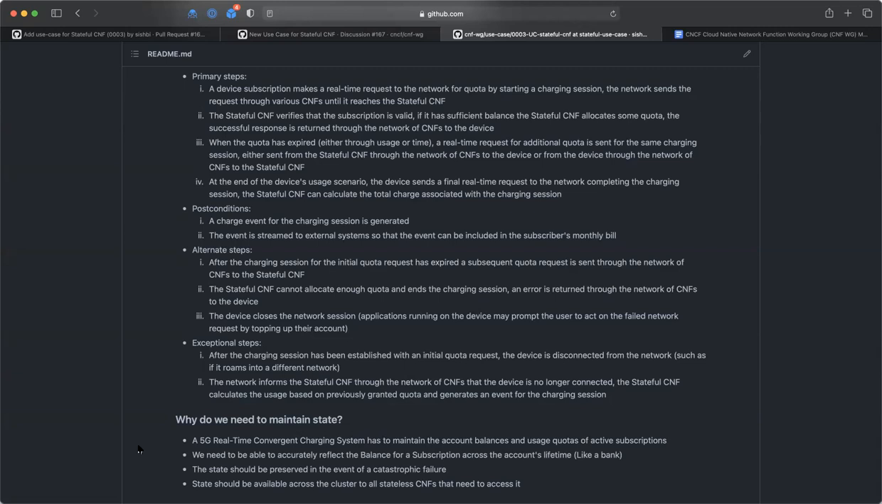At the end of the usage scenario, the device completes the session and finishes everything off and sends the final charging request through to the CCS, which calculates the total charge and generates events. The events are used to fill in the details of your monthly bill if you're a monthly subscriber, or they're sent through to charging systems to actually account for how much data you've used.